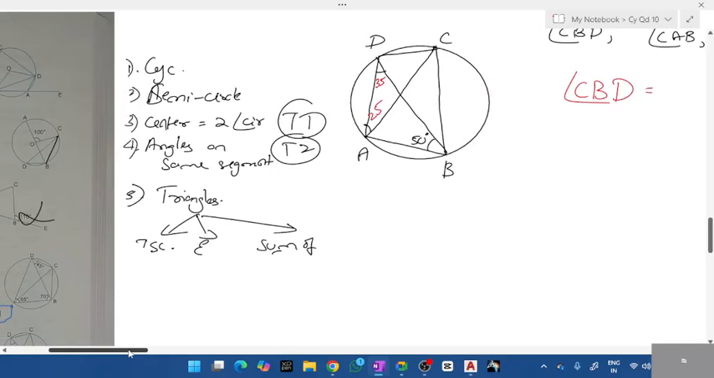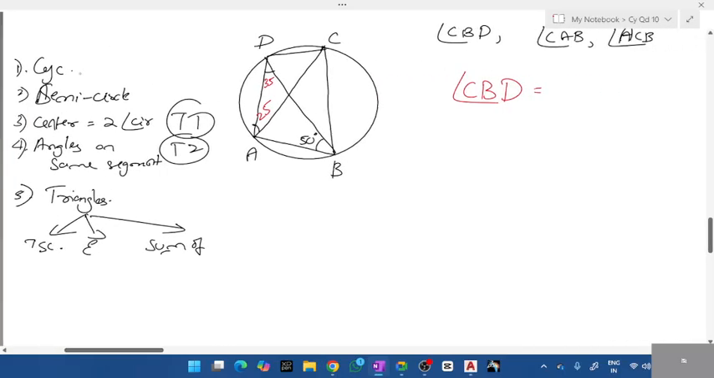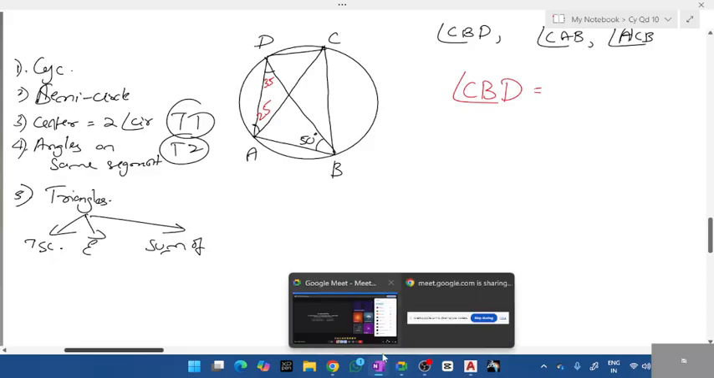Try answering it. What did I tell you to apply first? Cyclic. Is it possible to apply cyclic? Not even one complete angle is given, right? Check. What about D, A, B, C? Any complete angle? No? Okay. Others stop doing, students.